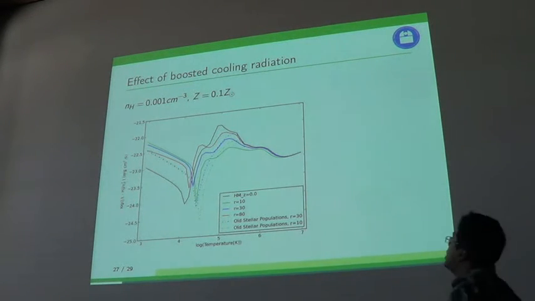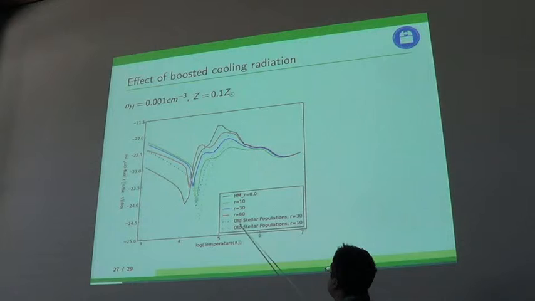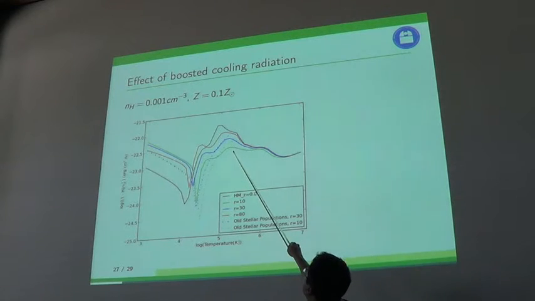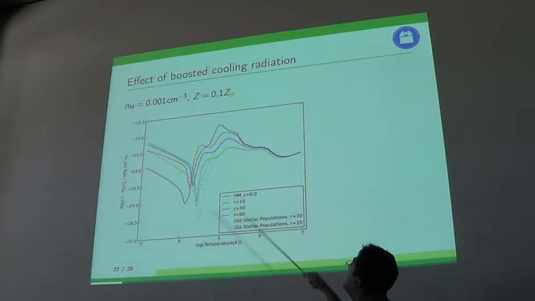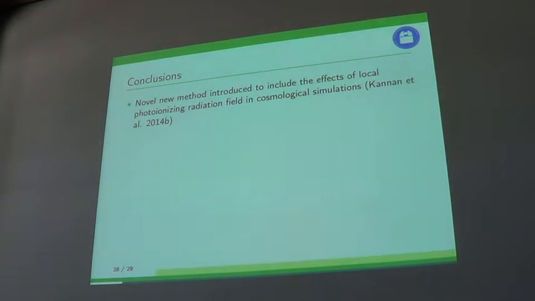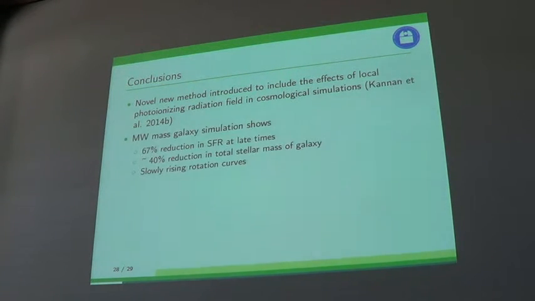at different temperatures. So if you have an old stellar population, which is post-AGB plus the low mass X-ray binaries, and then you compare it with what the hot halo does, which is the solid lines, you still have some amount of effect, but I do not know if that will change anything. So just to conclude, a nice method to include radiation fields in cosmological simulations.